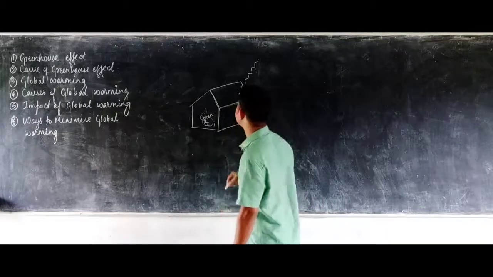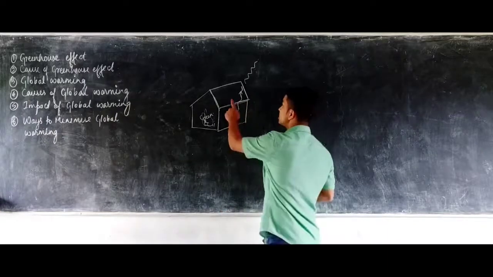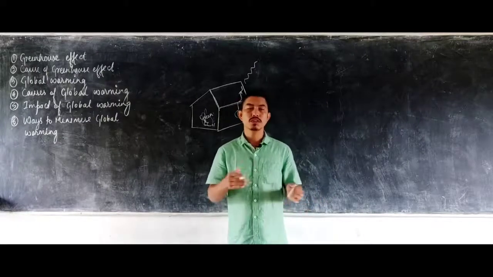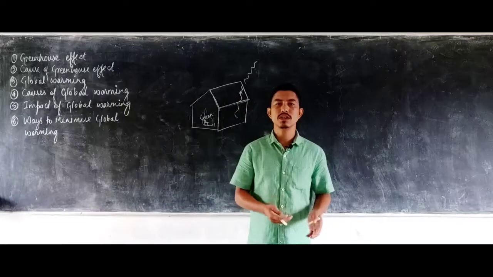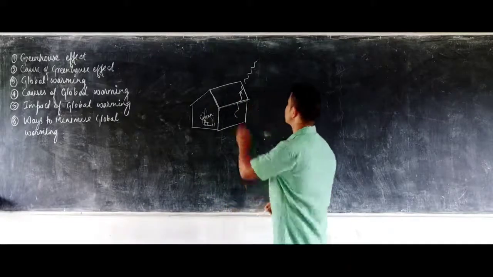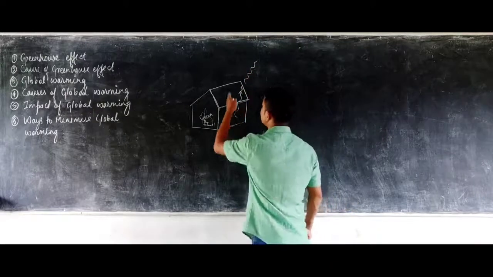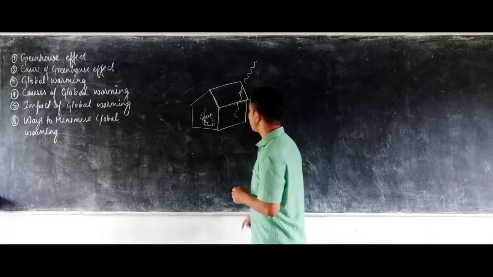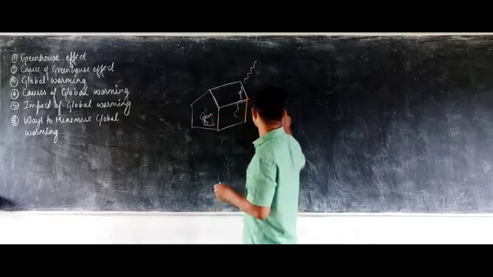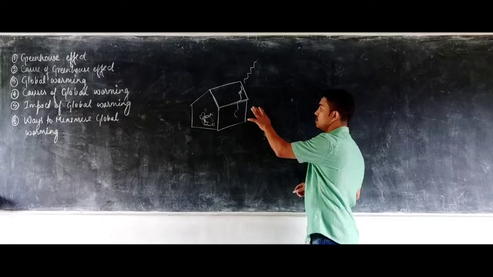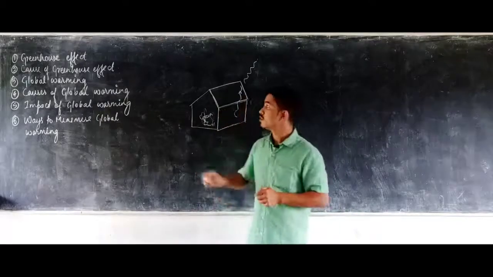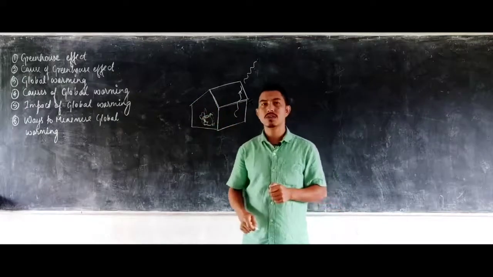The longer wavelength is reflected back, because glass allows the radiation of a shorter wavelength to pass through it, but does not allow the radiation of a larger wavelength to pass through. As a result, the heat could enter the house, but could not escape outside. So the temperature inside the house remained warm. When viewed from a distance, this house appeared green because inside it there were green plants. That's why it is called the greenhouse effect.